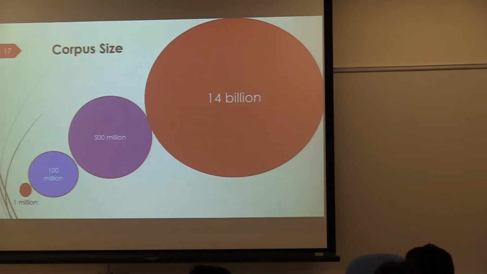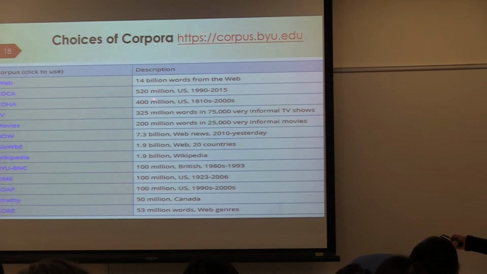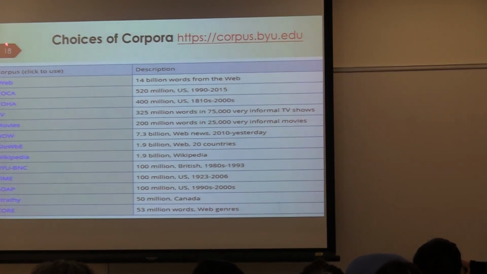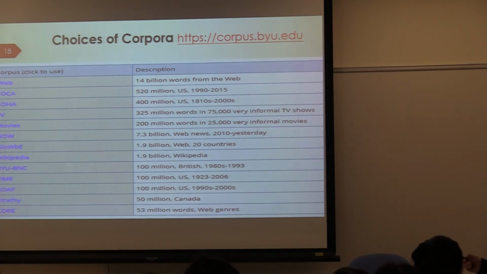Where? Usually, probably from the internet. So you see the 14 billion words, iWeb, internet. And recently, this website has included TV, informal TV shows, and also movies. Okay, so also some others here.